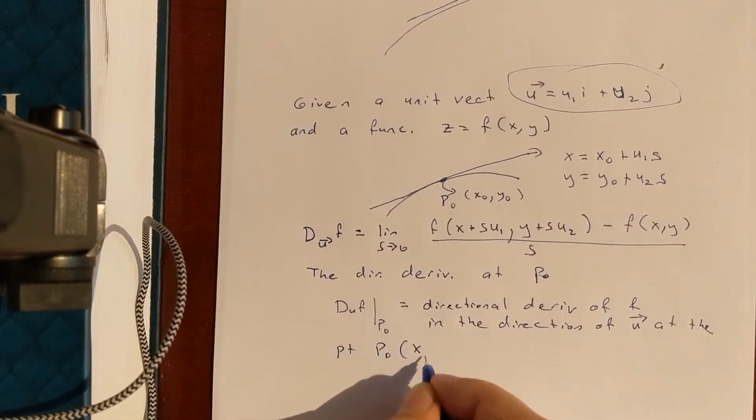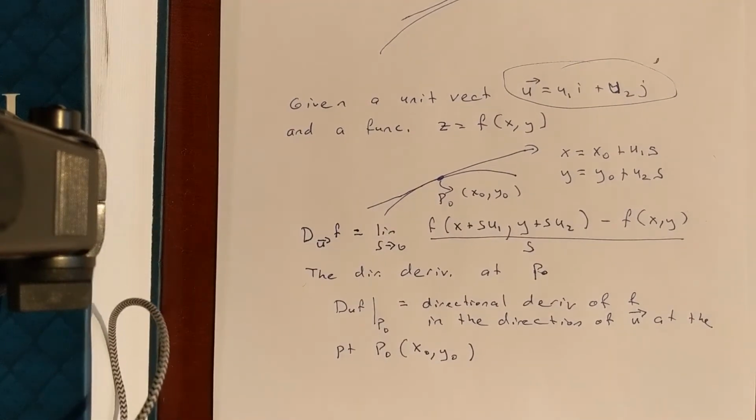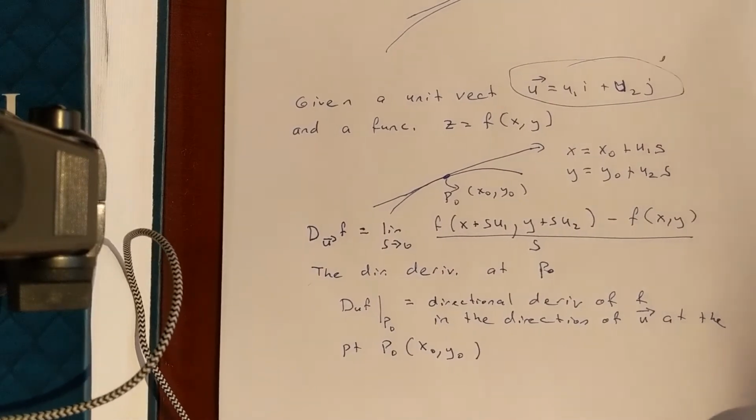What was p naught? P naught was x naught, y naught. Okay, so that's a lot of variables and theory going on at the same time. I think it's time for an example to see how this works.